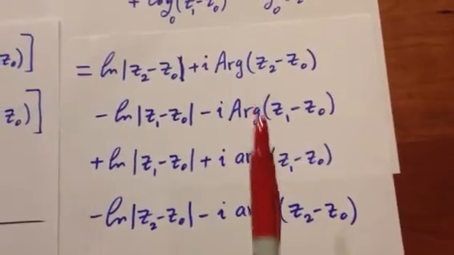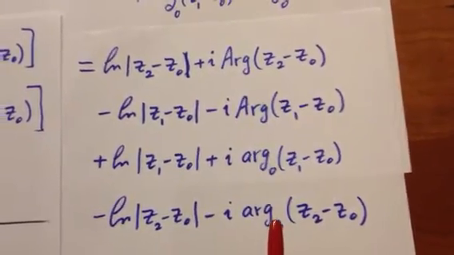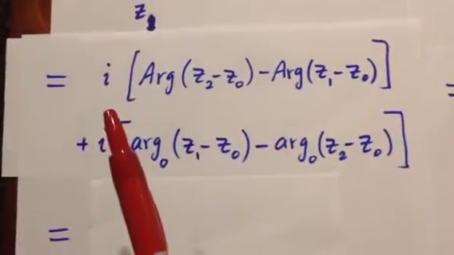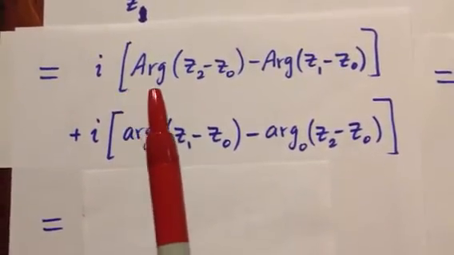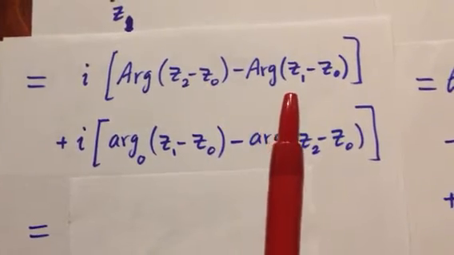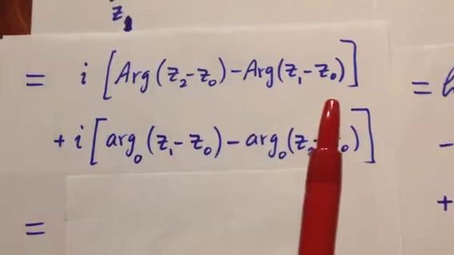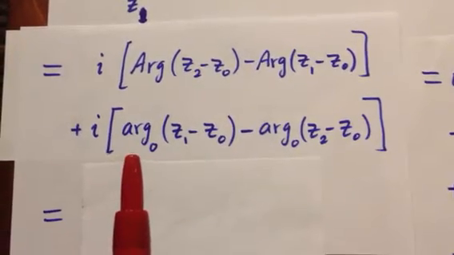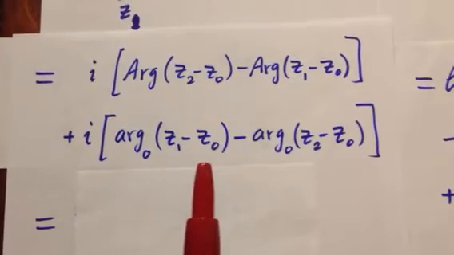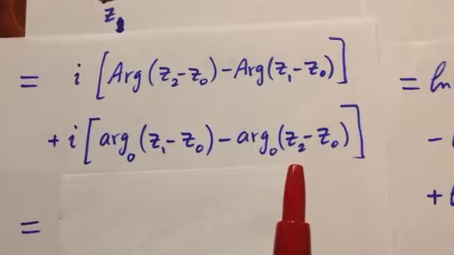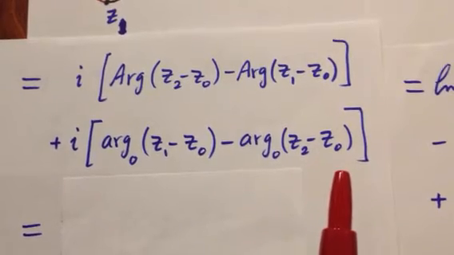And now combine these arguments into I times principal argument of z2 minus z0 minus principal argument of z1 minus z0 plus I times 0 argument of z1 minus z0 minus 0 argument of z2 minus z0.